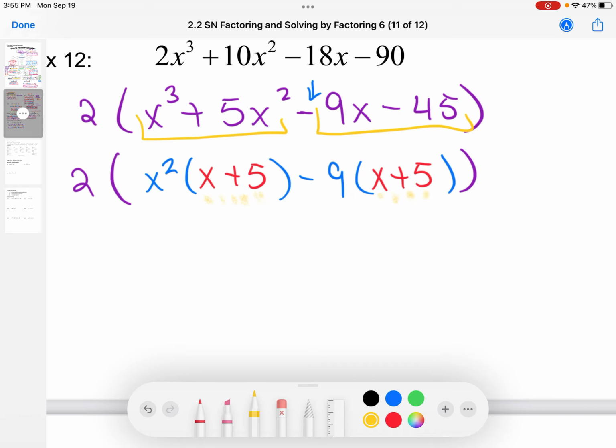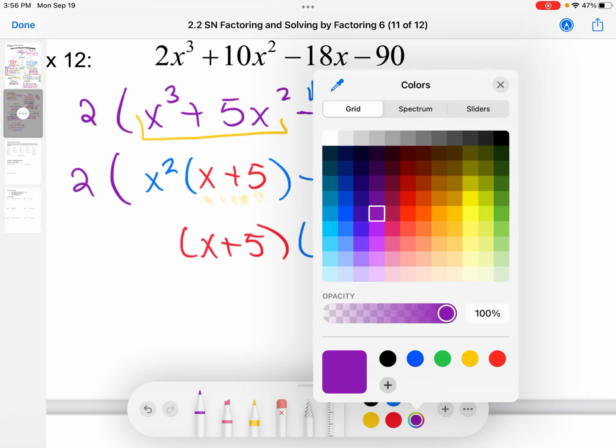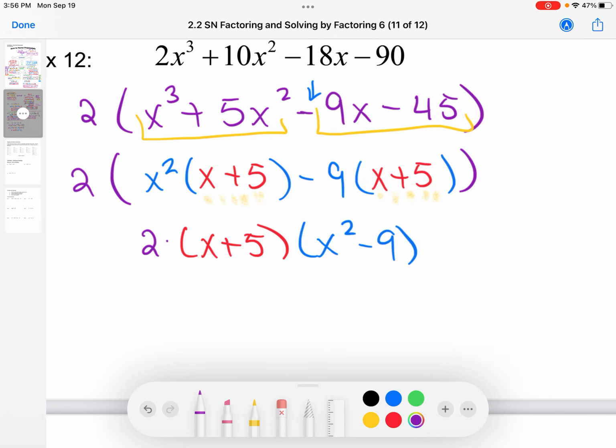This worked because those parentheses match. So one of our factors is x plus 5. One of our factors is the x squared minus 9. And the other factor is the greatest common factor of 2 out front. Now, we need to look at each factor and decide if it's completely factored. And it's not. It's not quite. I can hear you groan. I know. I'm sorry. It's the way it is.